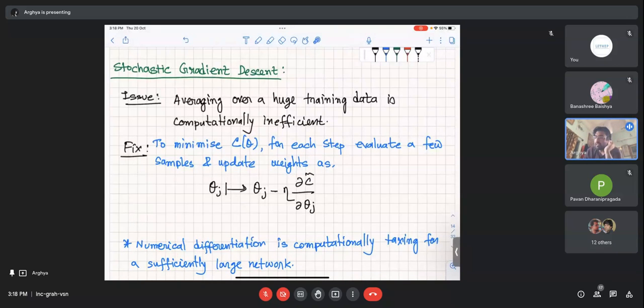What you can do is change your theta j by a small number and see how your C theta changes, right? To do that, each time you have to do a forward pass, because the cost function is only generated at the output. So if you change one of the parameters and want to know how it affects the cost function, you have to do the full forward pass again and again for each weight or each bias. Okay, so that is very computationally taxing.